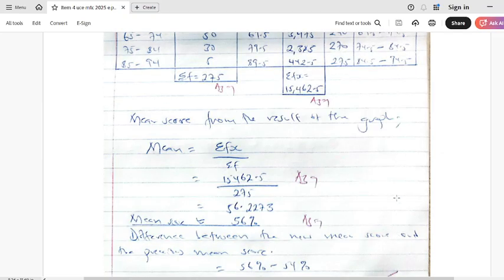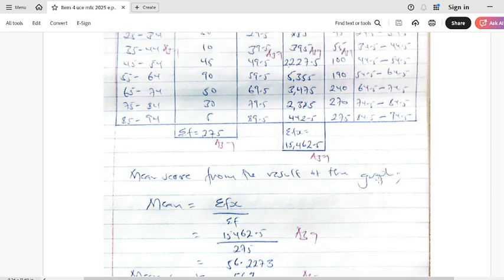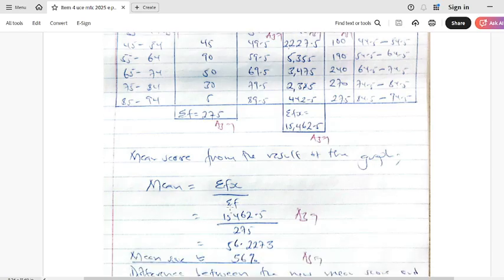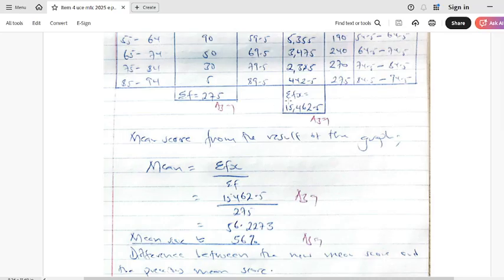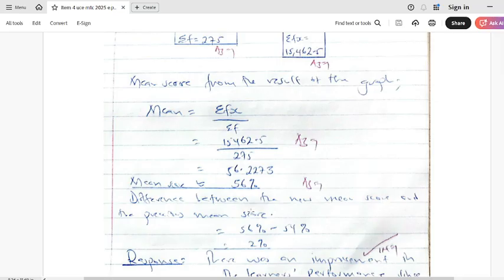performance. So for the mean score from the result of the graph, mean equals summation of fx over summation of f. And from there, we know that summation of f is the total frequency, the total number of students here. So we have summation of fx, which is 15,462.5, divided by 275. So according to that, we are getting 56%.